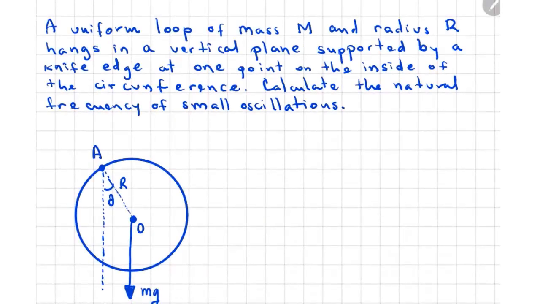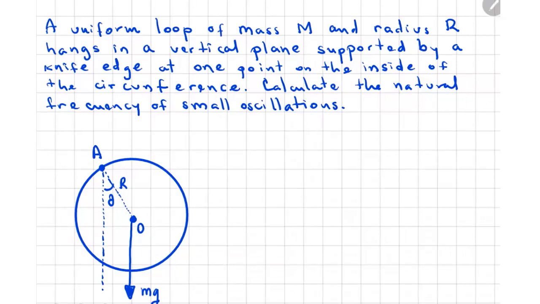Hi, smart people. In this new opportunity, we are going to resolve a problem about moment of inertia. The problem says: a uniform loop of mass m and radius r hangs in a vertical plane supported by a knife edge at one point on the inside of the circumference. Calculate the natural frequencies of small oscillations.